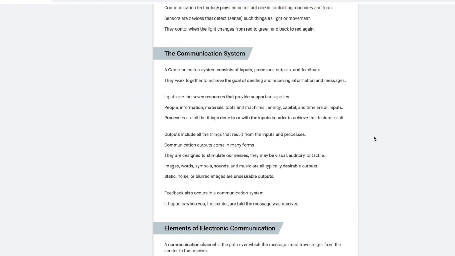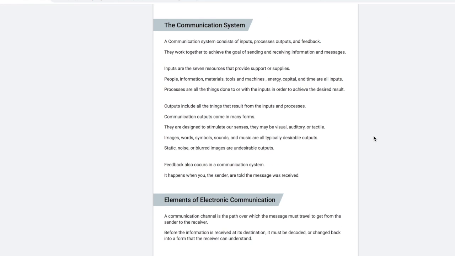Processes are all the things done to or with the inputs in order to achieve the desired result. Outputs include all the things that result from the inputs and processes. Communication outputs come in many forms. They are designed to stimulate our senses. They may be visual, auditory, or tactile.